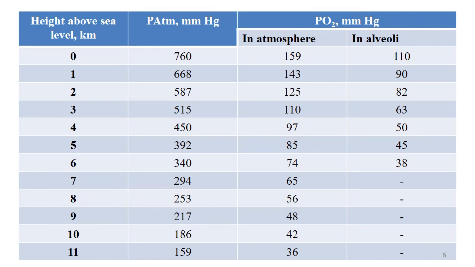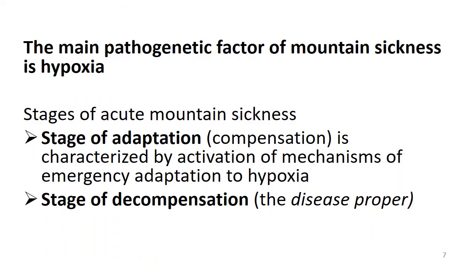Reduction of the barometric pressure is accompanied by rarefication of air and a drop of the partial pressure of oxygen in the atmosphere, that is, by hypoxia. Low partial pressure of oxygen in the atmosphere causes a reduction in the partial pressure of oxygen in alveoli and consequently in blood. You see that at the height more than 6 kilometers, oxygen does not enter the organism at all. The main pathogenetic factor of mountain sickness is hypoxia.